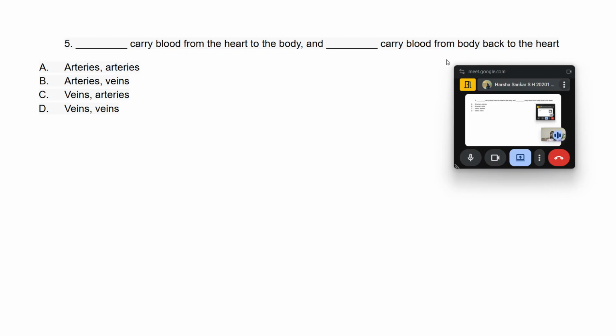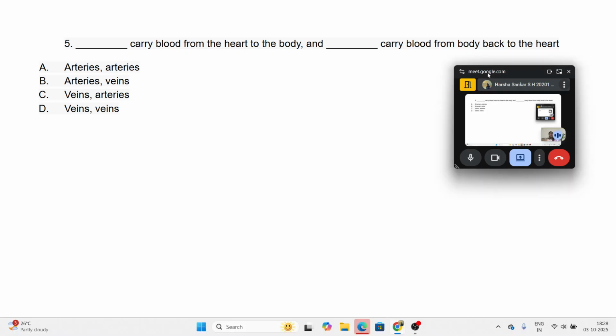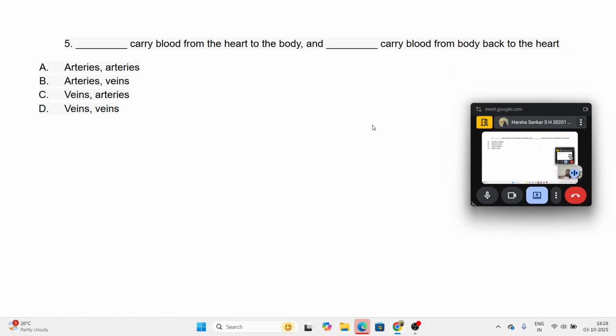Next question. Dash carry blood from the heart to the body and dash carry blood from the body back to the heart. Option A, both are arteries. Option B, the first one is done by artery, the second part of the question is done by vein. C, the first part is done by vein, the second part is done by arteries. D, both are veins. What is the correct answer? Which carries blood away from the heart and which carries blood from the body back to the heart?